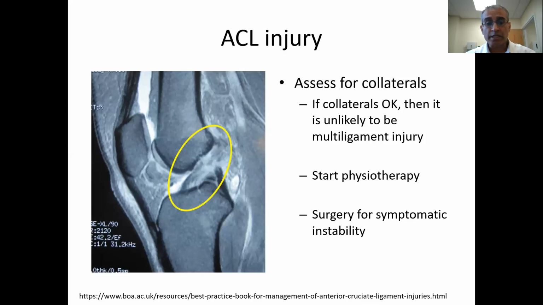This history is very suggestive of an ACL injury, and that's what I'm thinking of. We should confirm on examination, and I would want you to assess the collaterals. If collaterals are okay, it's unlikely to be a multi-ligament injury. For a pure ACL injury, we can start with physiotherapy in the first instance, and then we look for instability symptoms. What we're looking for is instability when they pivot or turn on that leg, and the knee collapses or gives way, and that would be a candidate for surgery. There's a BOA document on that, which you can access if you want to.